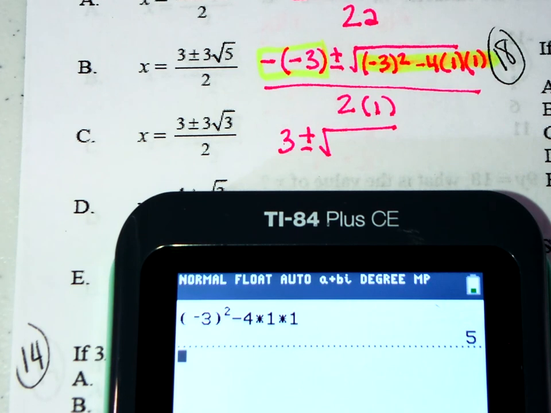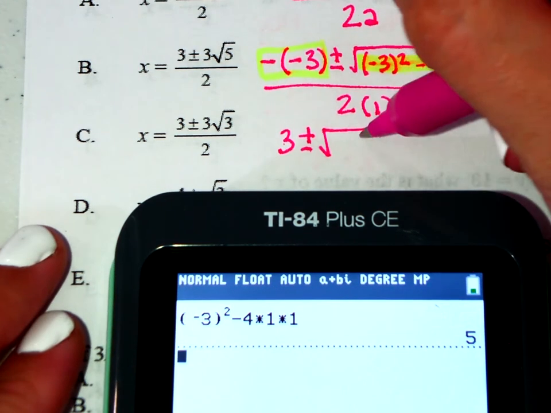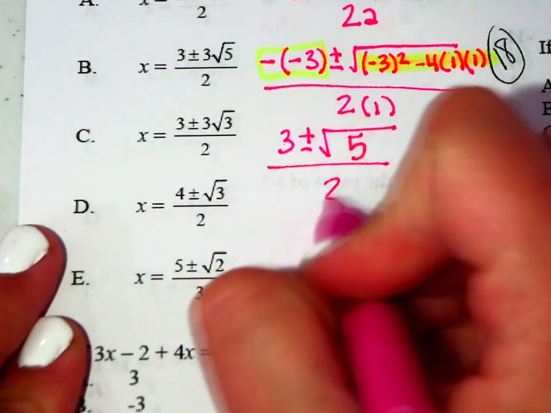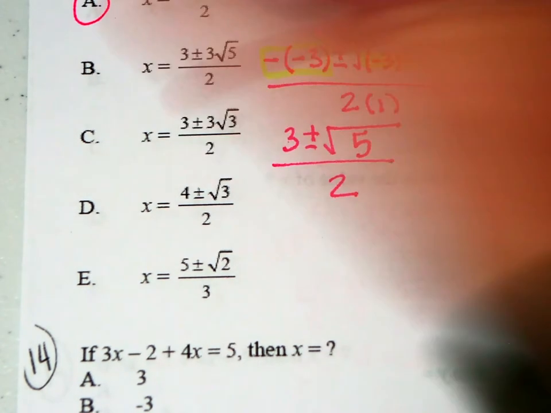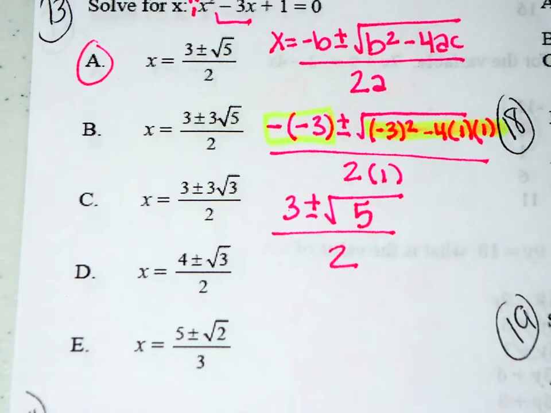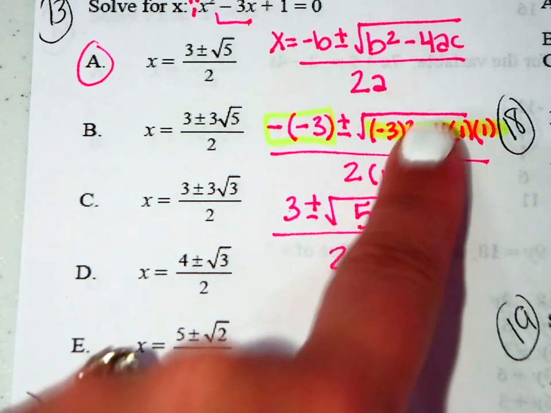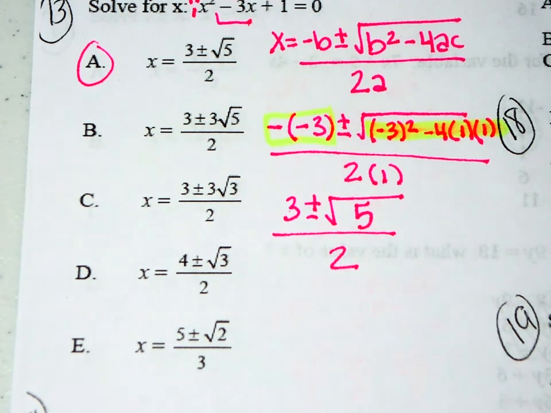So I get negative 3 squared minus 4 times 1 times 1, which is 5. Now I can just leave that underneath the square root and my answer becomes a lot easier to see. So looking at my final answer, my correct answer would be A. So whenever you're working with the quadratic formula or square roots and the answer has square roots in your problem, try to just plug in the underneath part so your square root doesn't disappear.